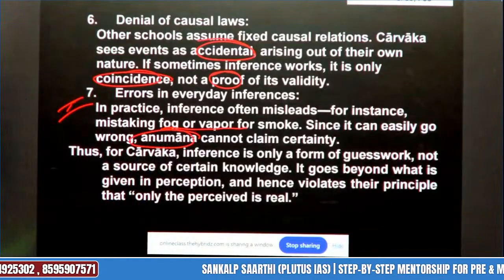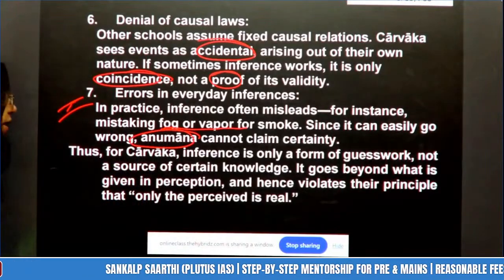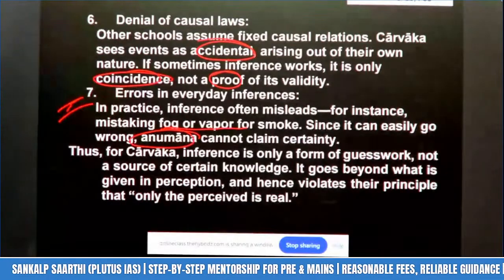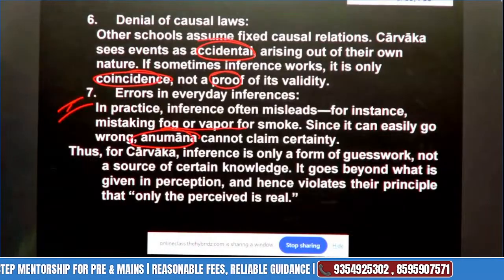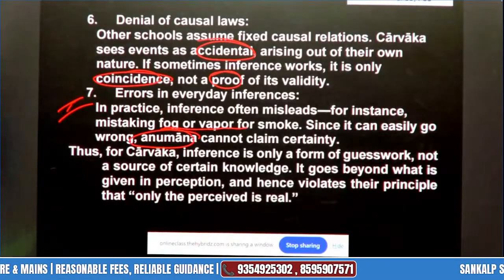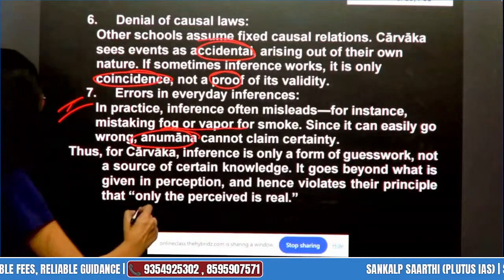So please read the conclusion. Thus, for Charvak, inference is only a form of guesswork, not a source of certain knowledge. It goes beyond what is given in perception and hence violates their principle that only the perceived is real.